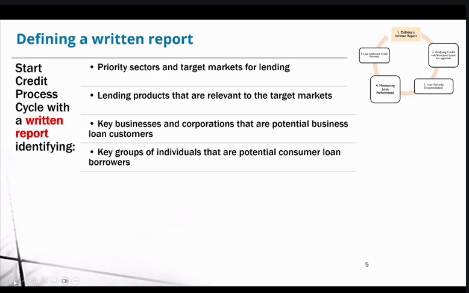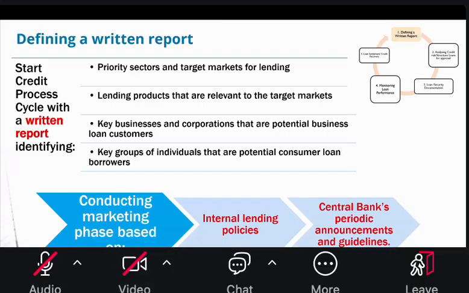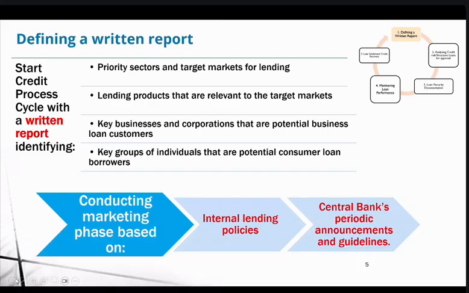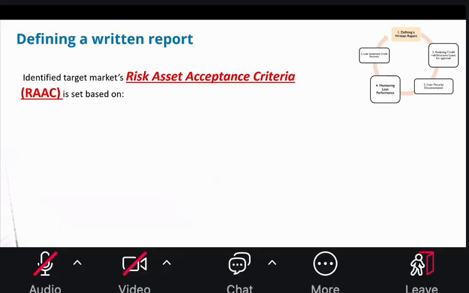Sector and targets you want to lend to, which products are relevant. We're dealing in companies who are the potential business customers, and for individuals who are the potential consumer loans. So in a way, this is the marketing phase based on internal lending policies and central bank's periodic announcements and guidelines. And then this is where you identify the target market's risk asset acceptance criteria, the RAC.